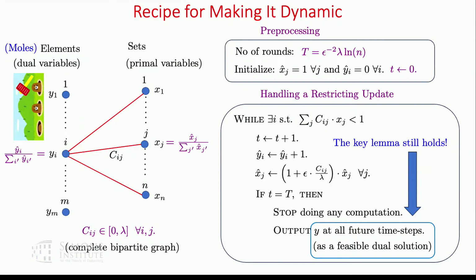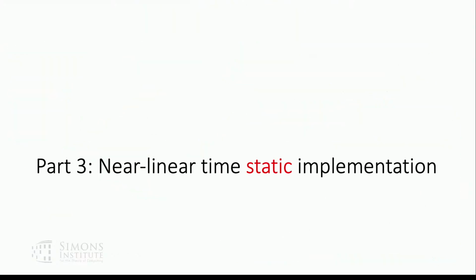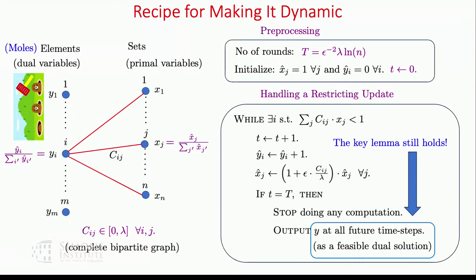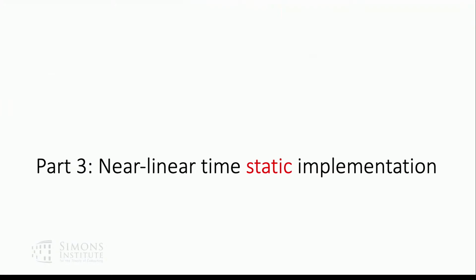Any question? Okay. So now, as it was pointed out very clearly, right now we are saying to run this for lambda log n rounds. Even in the static setting, this is not very efficient because lambda might be polynomial. We want a near linear time implementation to begin with in the static setting. So here is a standard way of making it near linear time.